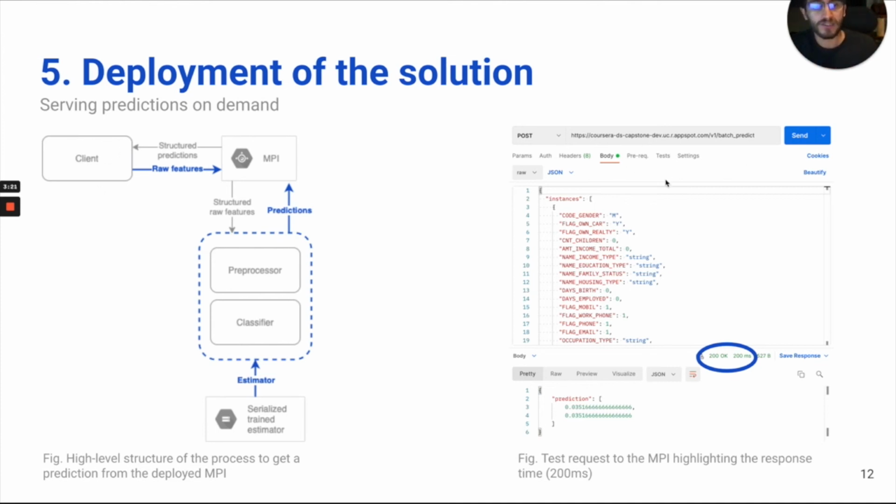On the right side you can see an example of what I just explained. You send the instances with the raw features for each of the observations, and you get back the score for each of those observations. The response time for this call is around 200 milliseconds, which makes it viable for productive environments.